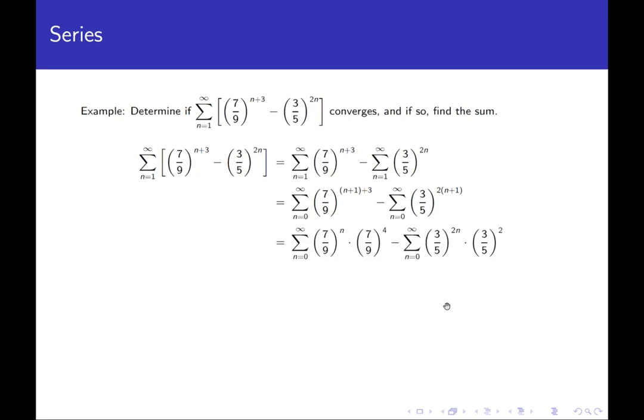All right, this one is n plus 4. I'm going to rewrite that as 7/9 to the n times 7/9 to the 4th. The reason is, of course, remember the formula was r to the n. Okay. Same thing over here. Distribute the 2 and split off the 3/5 squared. Now, this is a sum, and this is a constant.